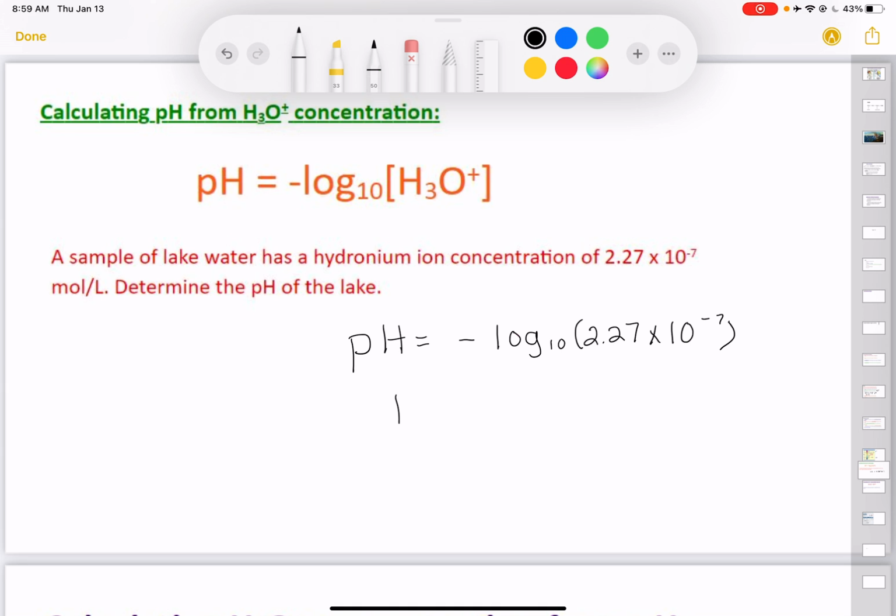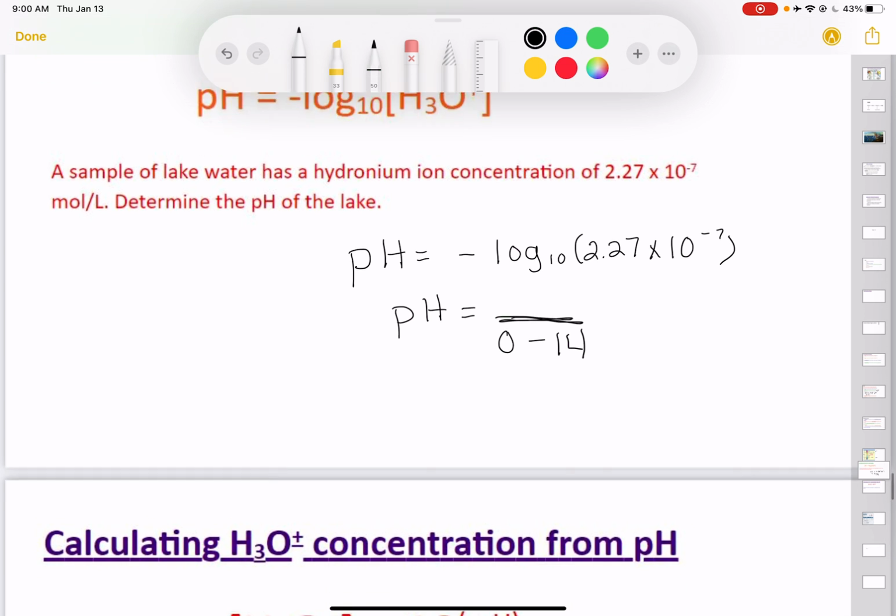And your answer should come out to an answer that is obviously between 0 and 14, right? So this answer, if it's not between 0 and 14, then you've done something wrong, okay?